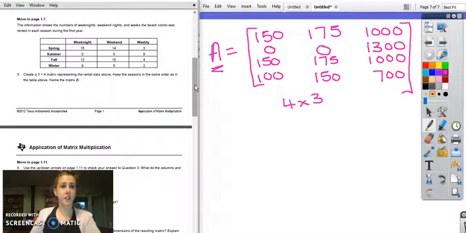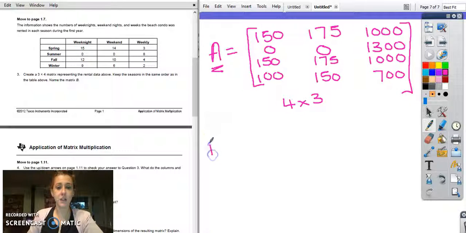Okay, so this is showing the number of weeknights, weekend nights and weeks that the beach condo was rented in each season during the first year. So again, in table format, we can see that summer in a weeknight is a 0 because it's not possible to make that kind of booking. Weekend, again, 0 in summer, and weekly has an 8. So it's asking us to create a 3 by 4 matrix. Now, we did this in class and we made the mistake of not reading the question properly. So it's not asking for a 4 by 3, it's asking for a 3 by 4.